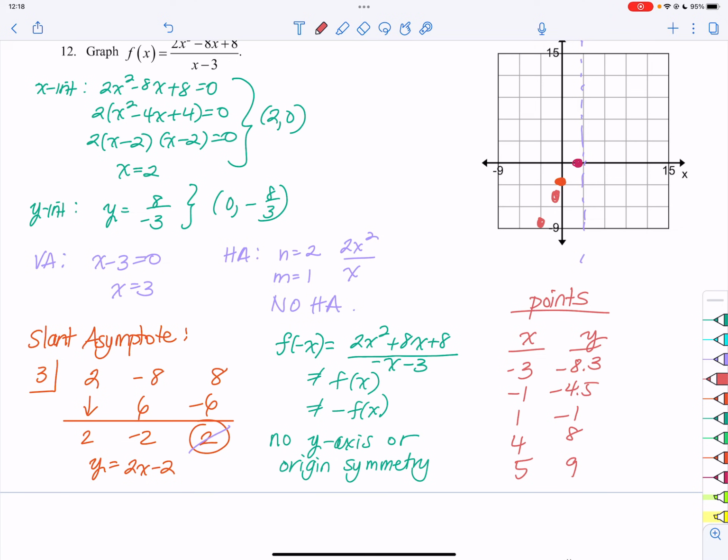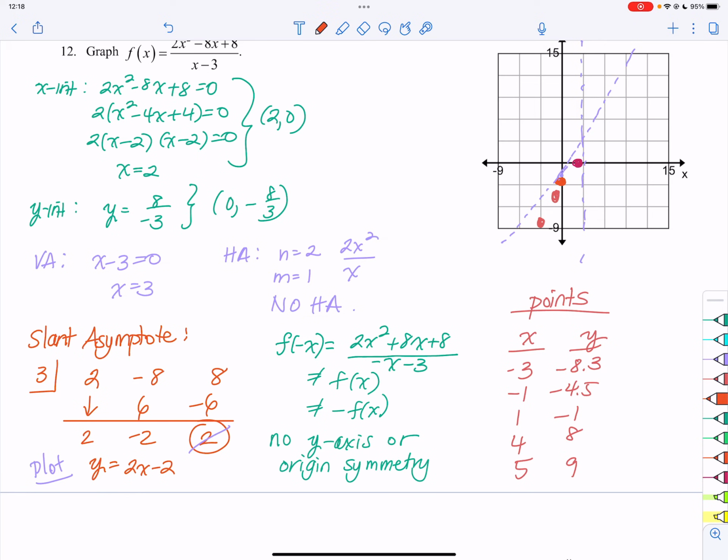And I did not plot our slant asymptote. We need to plot this. So that is y equal to 2x minus 2. So it goes through about right here. And then it has a slope of 2. So it would go kind of like this. Okay. So now you can really see where these points are.